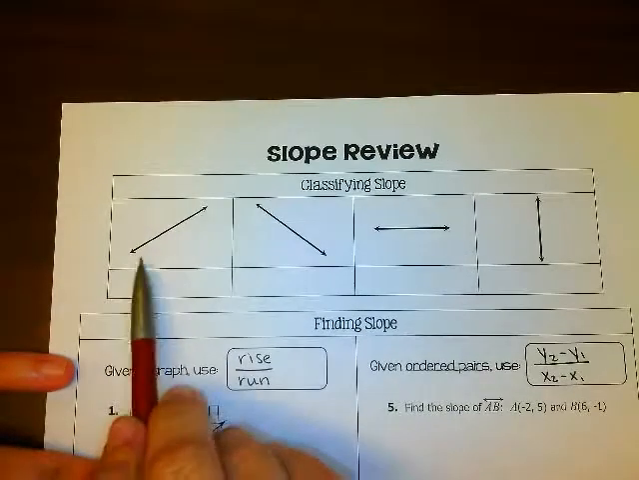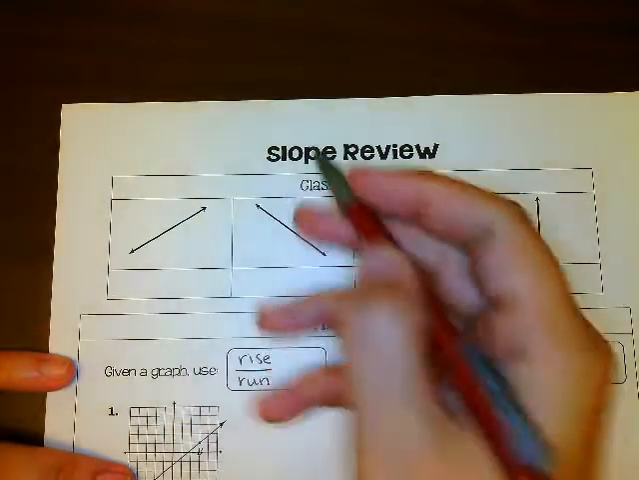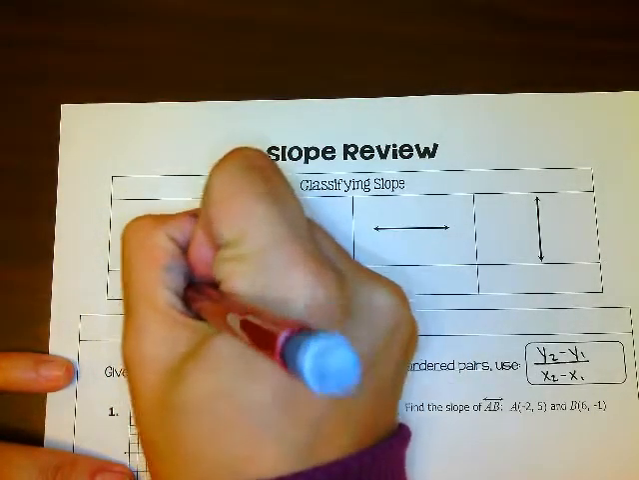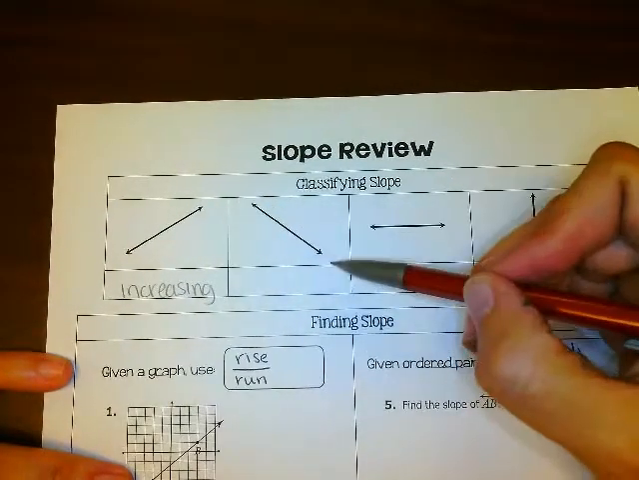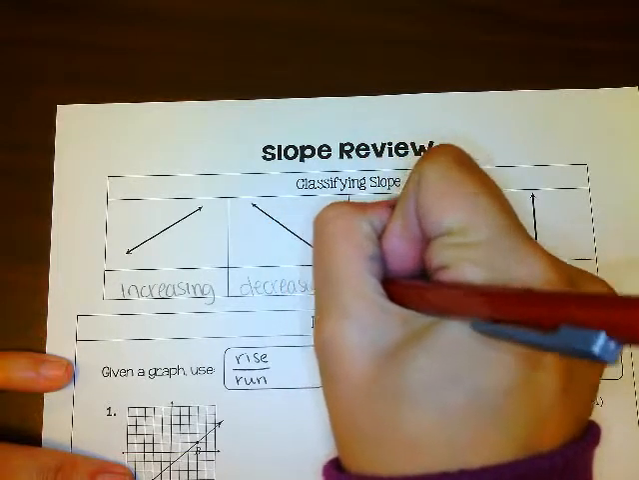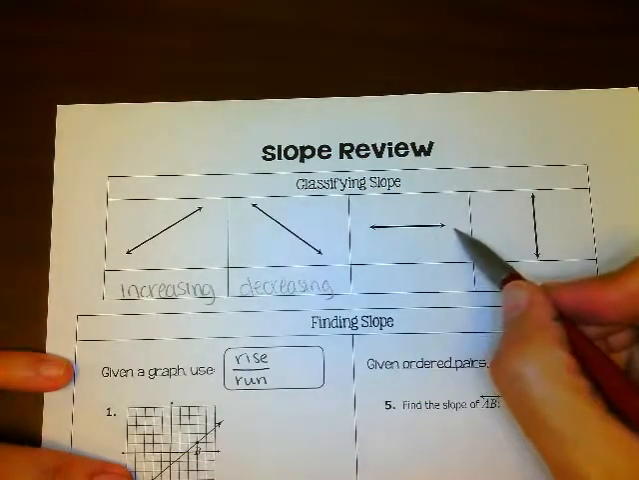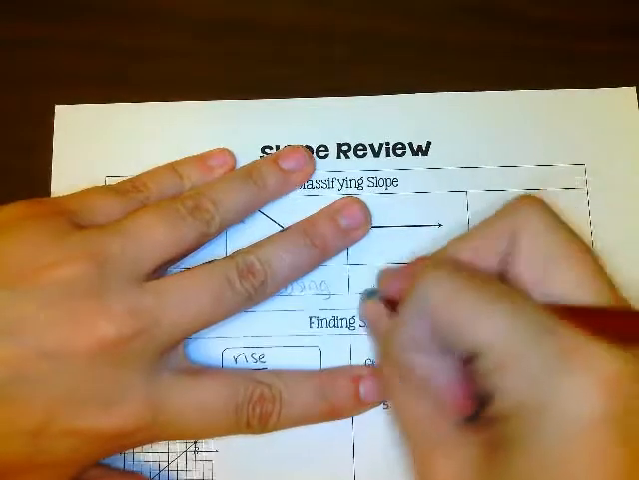So whenever we read the slopes, we go from left to right, just like you would read a book. Well, this one's going up, so this would be an increasing slope. From left to right, this one goes down, so this would be decreasing. Well, this one's flat, so this would mean no slope, or a slope of 0.